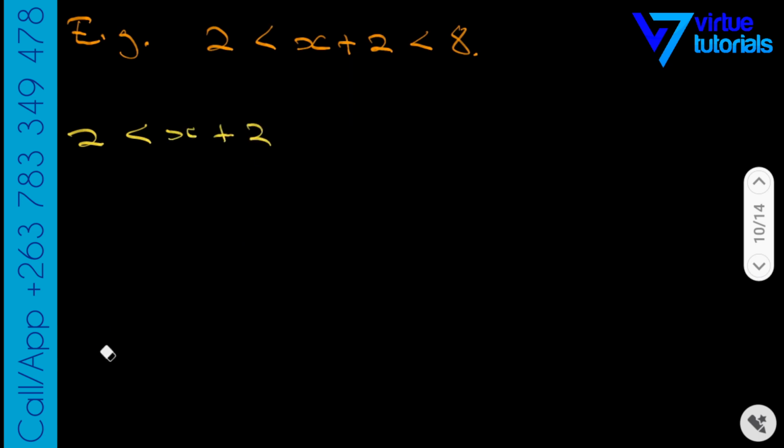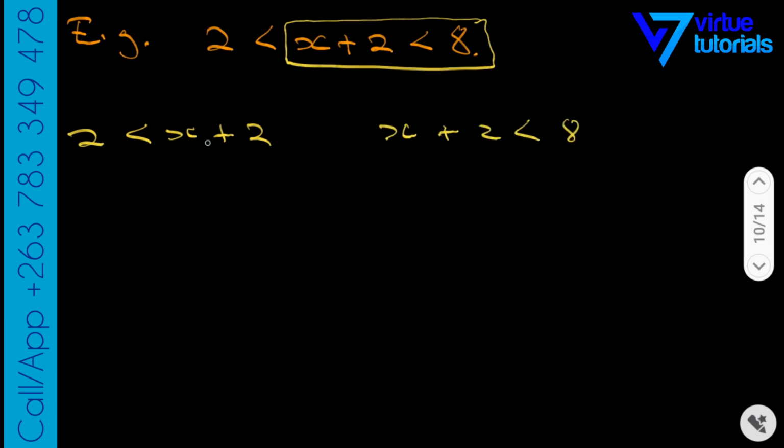And then you take the other side now. Make sure you include everything in the middle, right? x plus 2 is less than 8. So as you can see, x plus 2 appears in both inequalities, right? Whatever was at the center appears in both inequalities. So you solve these inequalities separately, right?